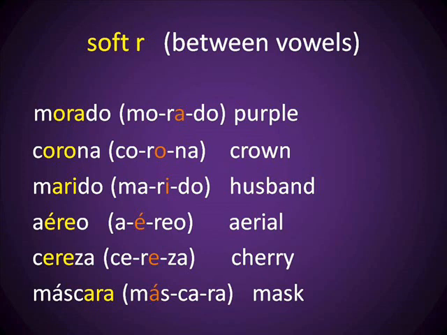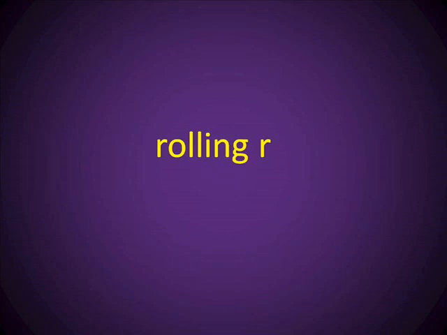Morado, morado. Corona, corona. Marido, marido. Aéreo, aéreo. Cereza, cereza. Máscara, máscara. The second sound, the rolling R, is a bit more challenging. I bet you can make this sound.